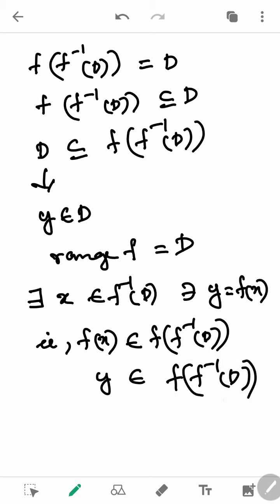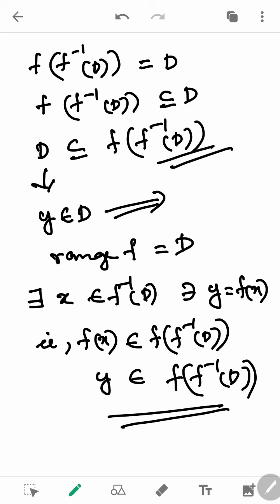See, where did we start from? Y belongs to D implies what did we get? Y belongs to F of F inverse of D. Therefore, we have proved this inclusion. From these two inclusions, we have F of F inverse of D is equal to D.